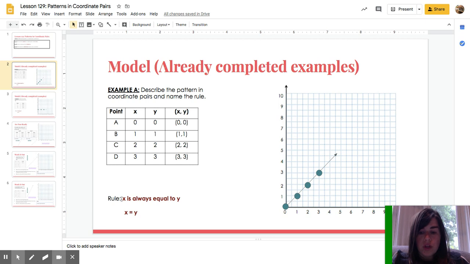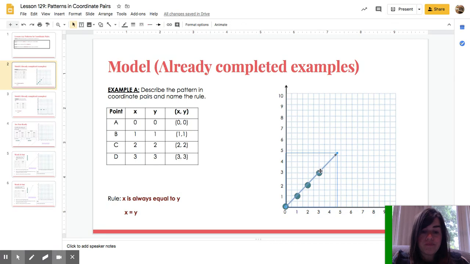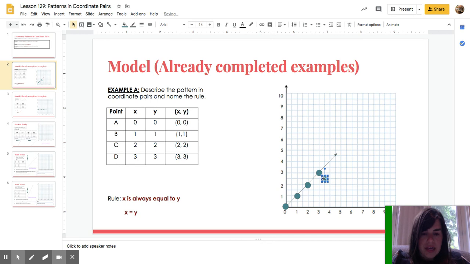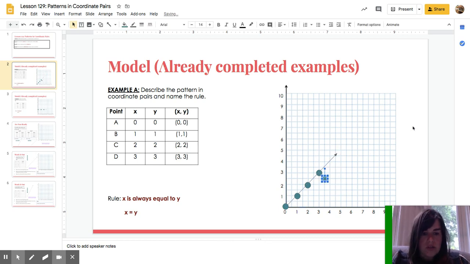So when I write the rule, I wrote x is always equal to y. No matter what x is, y is always going to be equal to it. So x equals y, or y equals x. So if I wanted to put another point on this line, and let me just make a copy of this, I could say that 7, 7 is another point on this line. Even though I'm not asking you to plot 7, 7, I know that if I extend this line, 7, 7 is going to be on it because x is equal to y. So x always has to be equal to y. So I'm going to delete that out. All right, and that's example A.